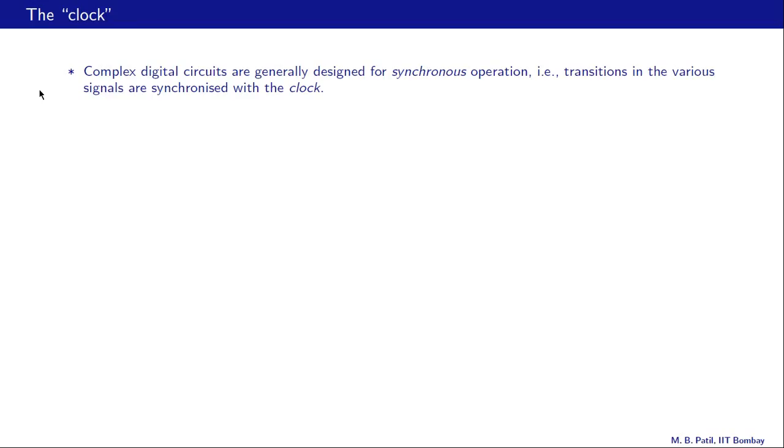Let us now talk about the clock, which is a periodic signal used to synchronize various operations that happen inside, for example, a microprocessor or a complex digital system in general. So complex digital circuits are generally designed for synchronous operation, that is, transitions in the various signals are synchronized with the clock. So that is the function of the clock.